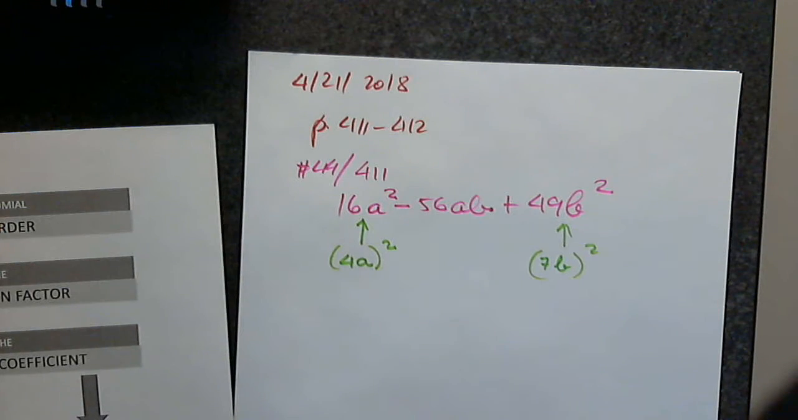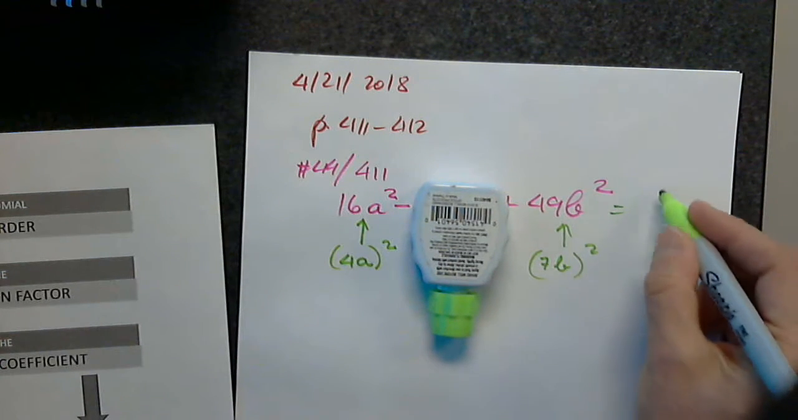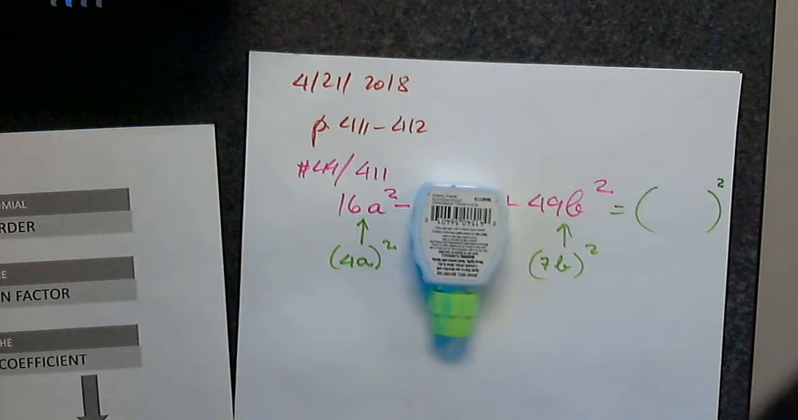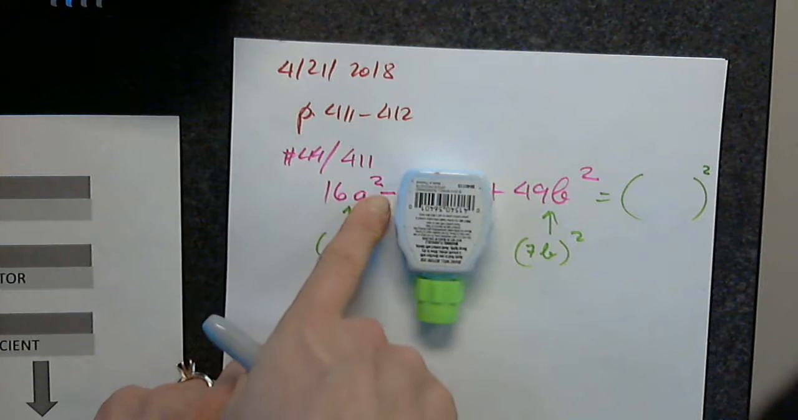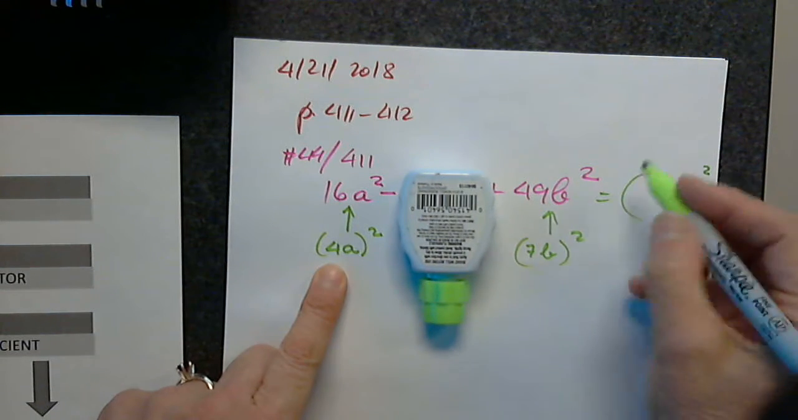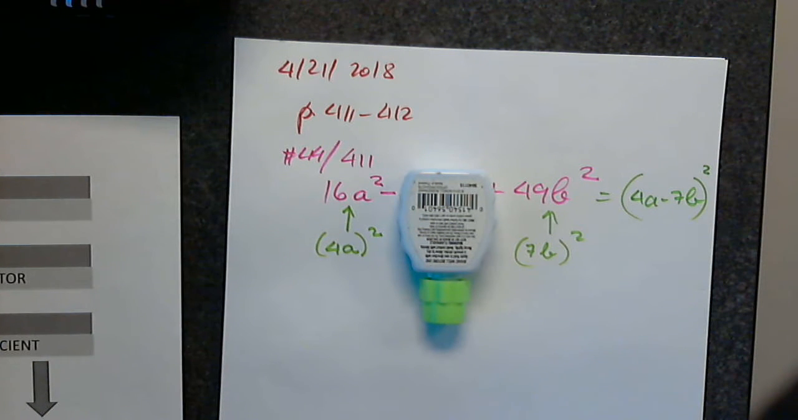Correct. So now, for the moment, I will disregard this, and I will say it appears that it is a perfect square trinomial. It appears. I don't know yet. What will go in there? 4a plus 7b, or minus? Exactly. 4a minus 7b. Now, I know from chapter 5 that when I expand this, I get 3 terms.